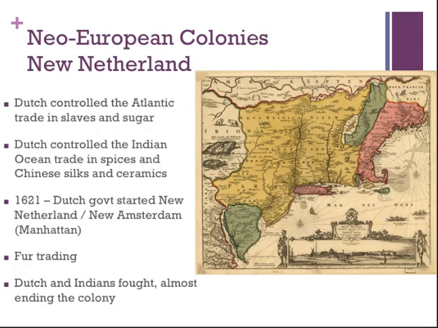Now, the Dutch controlled the Atlantic trade in slaves and sugar. The Dutch had a lot of power. They controlled the Indian Ocean trade in spices and Chinese silks and ceramics. And by 1621, the Dutch government started New Netherland, which also became New Amsterdam, which had Manhattan, which is now modern-day New York. Now, these Dutch people were trading in fur with the Canadian Indians and native groups up there and around there. And the Dutch and the Indians were fighting, and ultimately that almost led to the end of this New Amsterdam colony, which is modern-day New York.